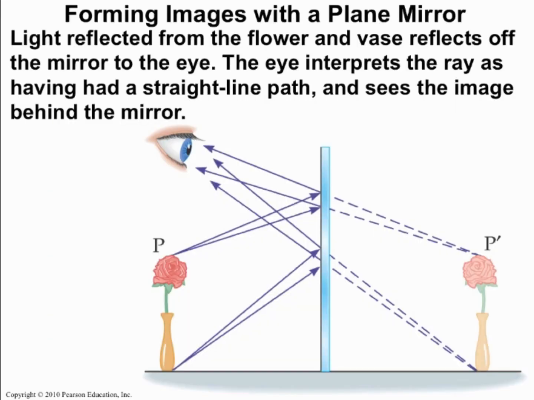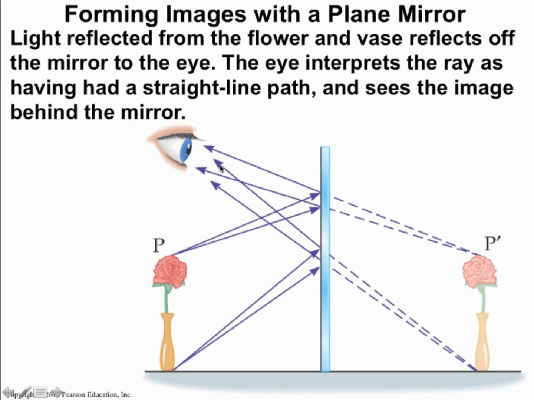Forming images with a plane mirror. Light reflected from the flower and vase reflects off the mirror to the eye. The eye interprets the ray as having had a straight line path and sees the image behind the mirror. So these dotted lines here are what we would call virtual rays, and our eyes interpret those as straight lines. Our eyes don't interpret this as lines or rays that bounced off something coming to our eyes. I mean, we know that's what's happening.